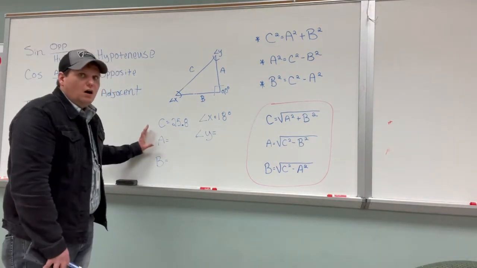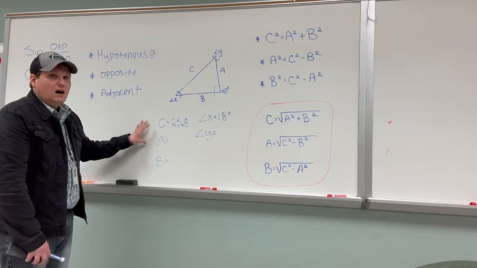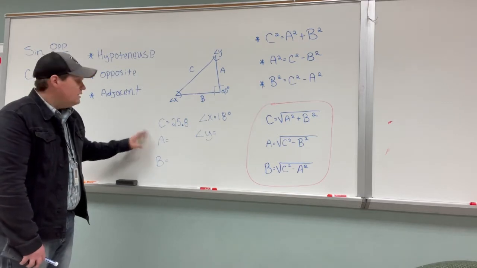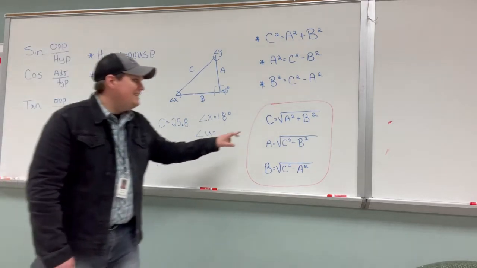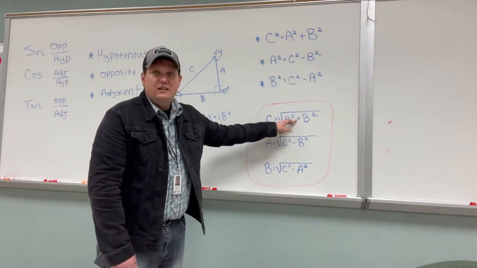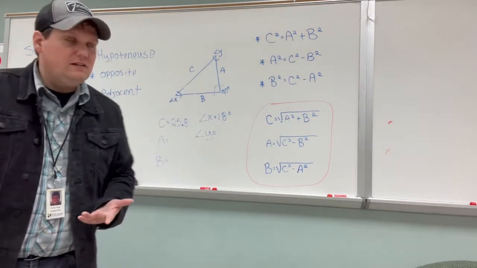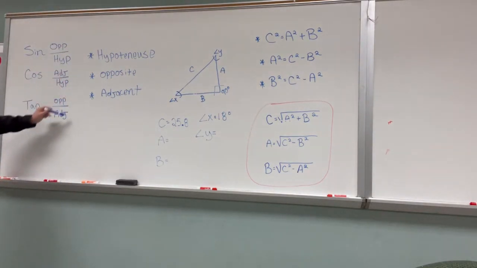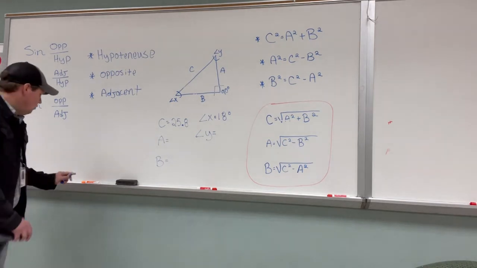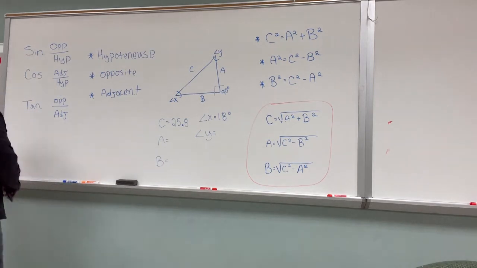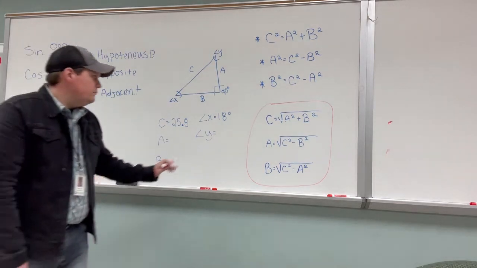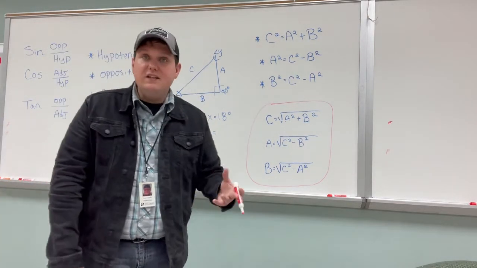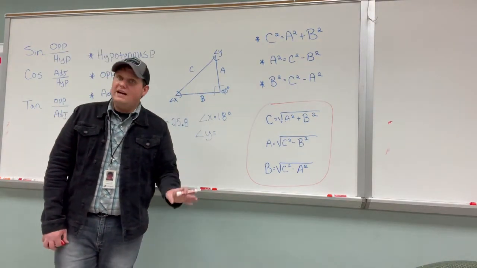So first off, I know that I cannot use the Pythagorean Theorem because I only have one side. I need at least two sides to be able to do those formulas. All right, so I know right off that I'm going to have to use one of these three. Well, one of the first things that you can do is you can figure out angle Y. So what did I say earlier? Angle X and angle Y have to total 90 degrees.